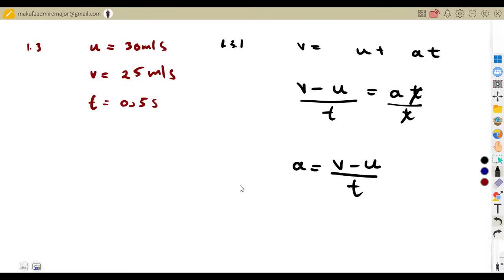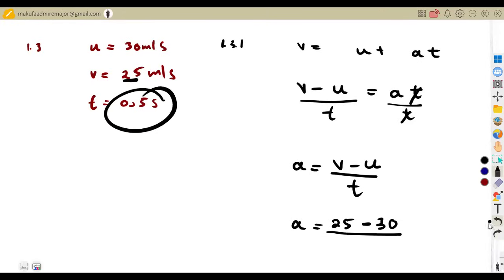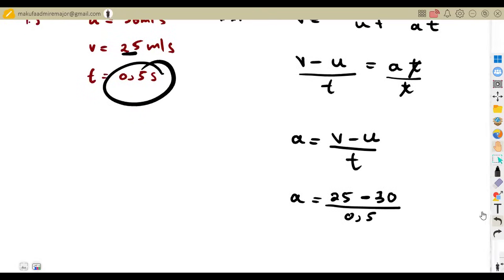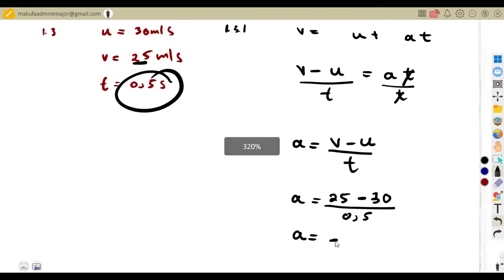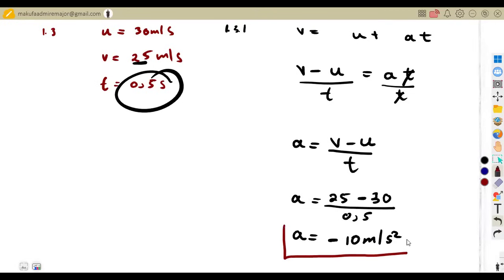We know that a represents the acceleration, so we are going to obtain a negative value if it is truly a deceleration. So a is equal to the final velocity v, which is 25, minus the initial velocity, which is 30, over the time that was taken, 0.5. So our acceleration in this case is negative 10 meters per square second. That is the value of a that we were supposed to obtain at the end.